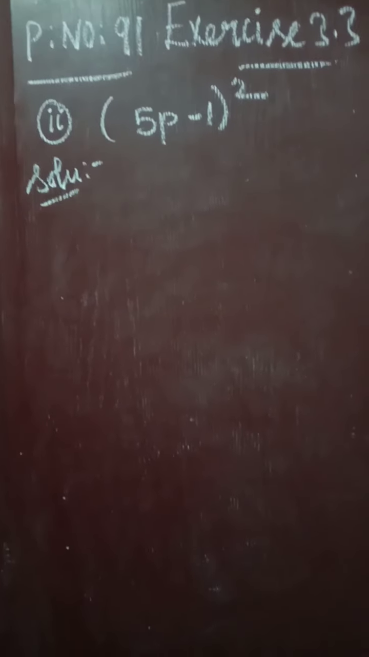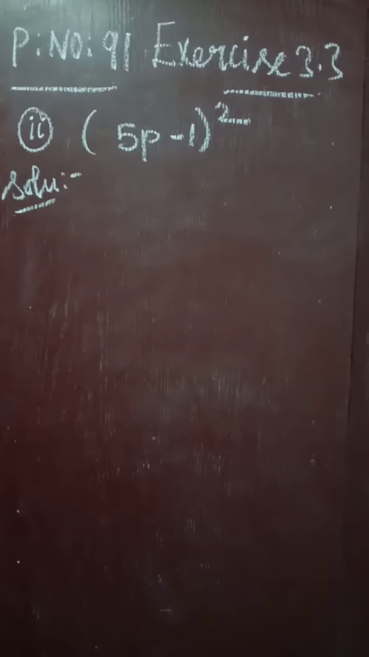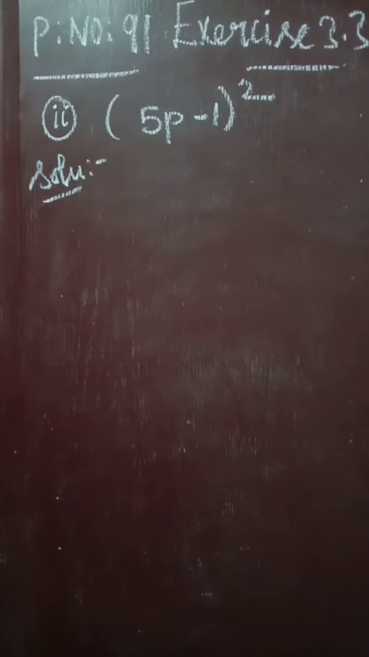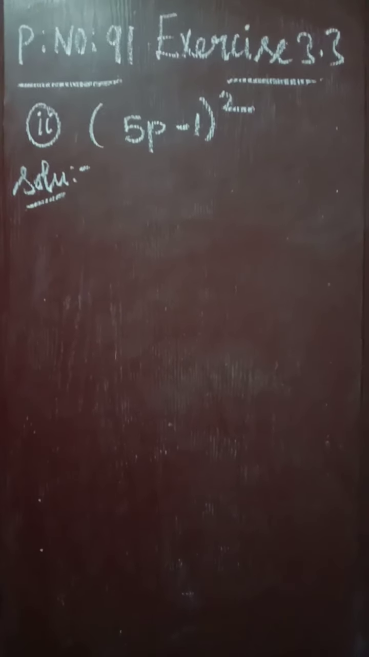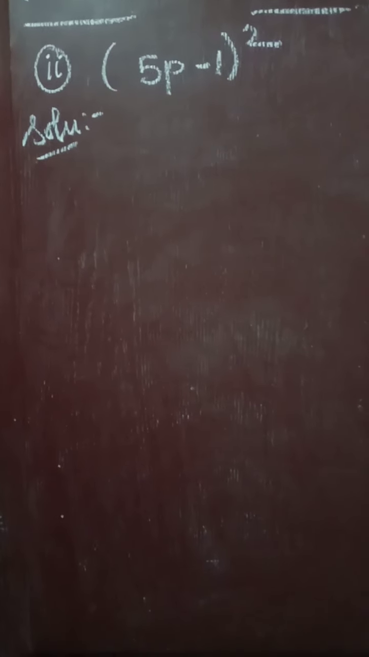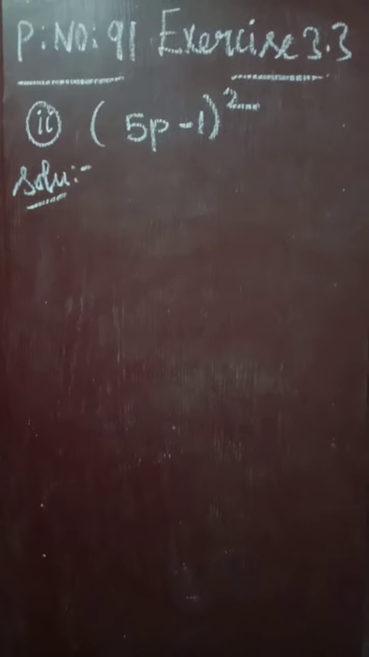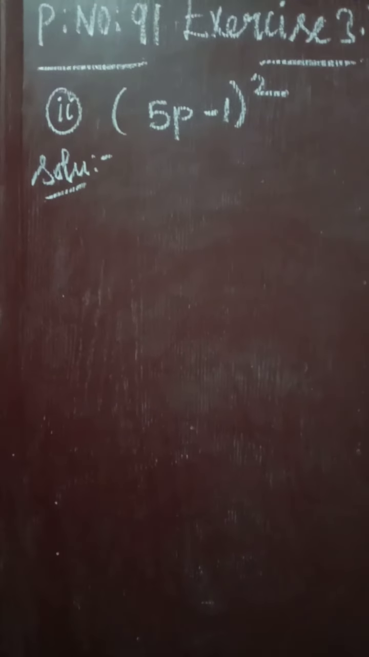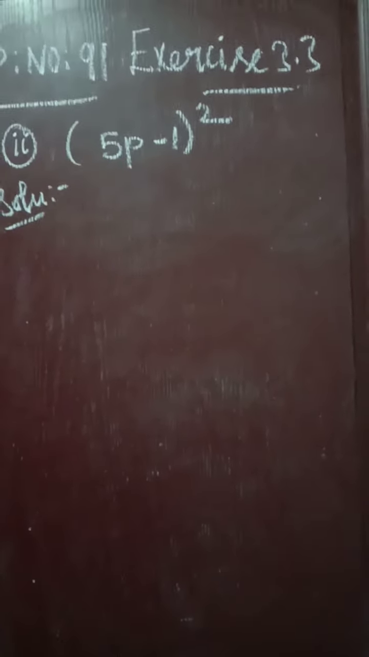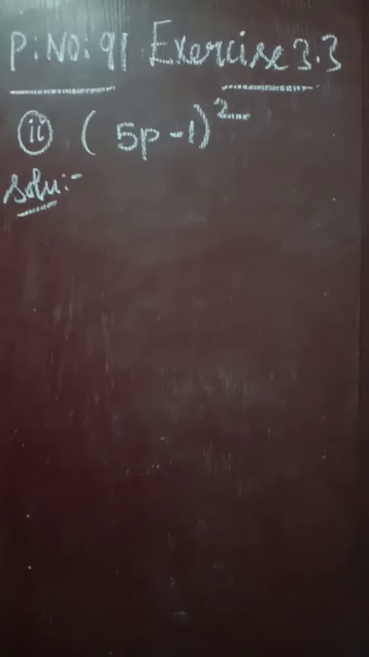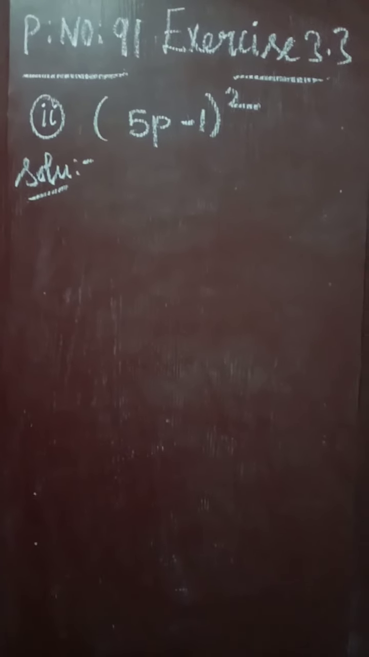So next one, exercise 3.3, page number 91. There are four sums given. Using those four identities, we do these sums. Here which identity do we have to apply? Minus 5p minus 1 the whole square. The second identity and third identity come with minus, but in the second identity the whole square comes. So we have to apply the second identity.